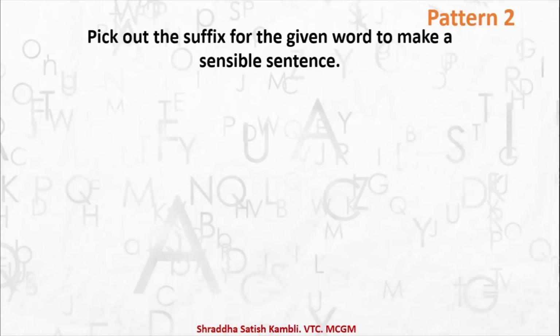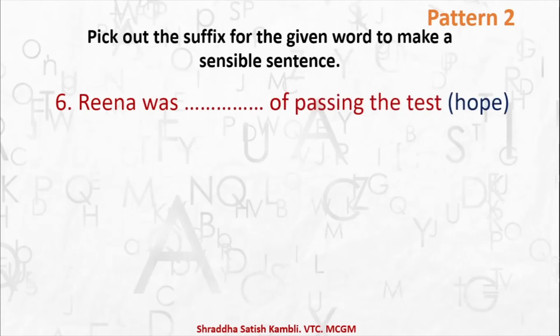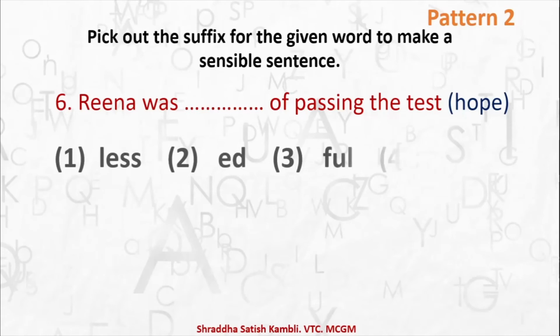So what is the question here? Pick out the suffix for the given word to make a sensible sentence. So the sentence at the end of the exercise should make sense. Let's see what the sentence is. So Reena was dash of passing the test. So the base word or the root word here is hope. So let us see what the answer could be. So could it be Reena was hopeless of passing the test? Reena was hoped of passing the test? Reena was hopeful of passing the test?